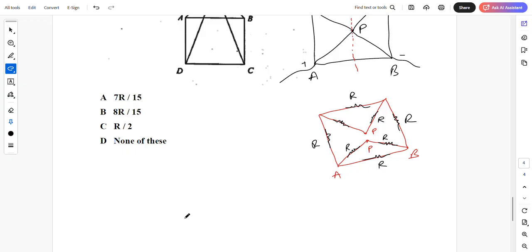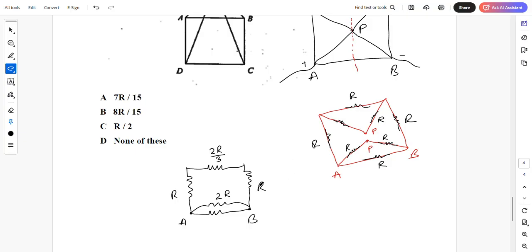Now we are calculating between A and B. R plus R, how much will it be? 2R. This R is here and this R is here. What about this one? R plus R, 2R. 2R in parallel with R becomes 2R by 3. 2R by 3, right?